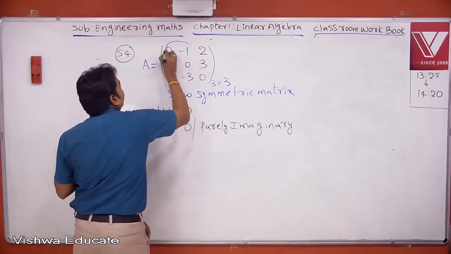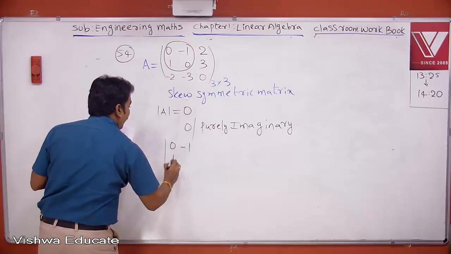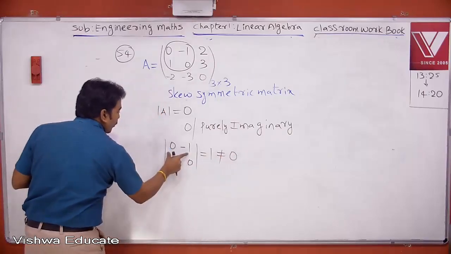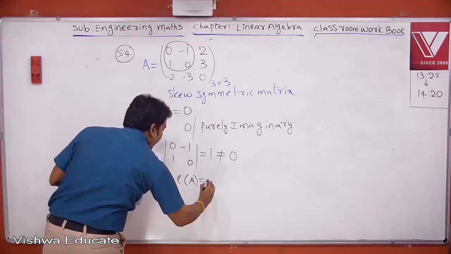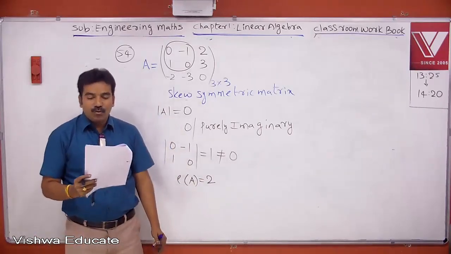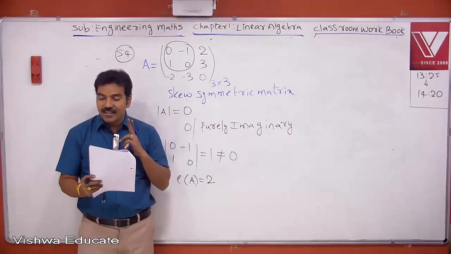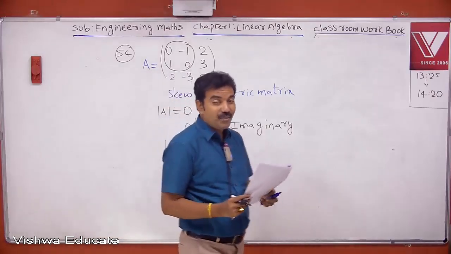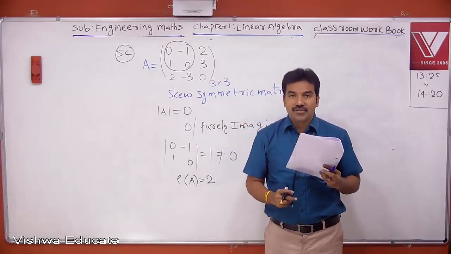Now this has a 2 by 2 submatrix 0, minus 1, 1, 0 whose det is not equal to 0. So there is a 2 by 2 submatrix whose det is not equal to 0, therefore the rank of this matrix is 2. Since its rank is 2, it has 2 eigenvalues, but they are purely imaginary eigenvalues. There is a twist in this question. Generally people may think in this direction also: since the rank is 2, it has 2 non-zero eigenvalues.